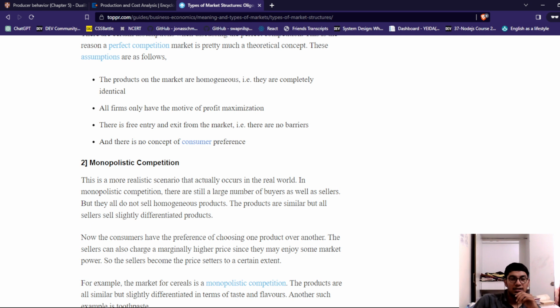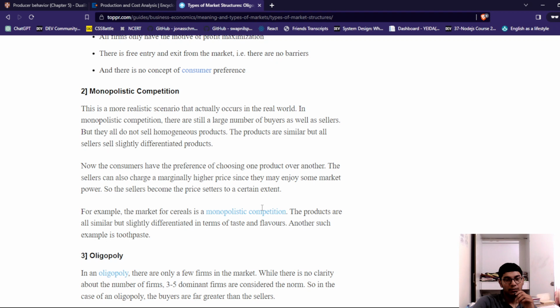Monopolistic competition. This is a more realistic scenario that actually occurs in the real world. In monopolistic competition, there are still a large number of buyers as well as sellers, but sellers do not share homogeneous products. Their products are similar, but the sellers sell slightly different products.